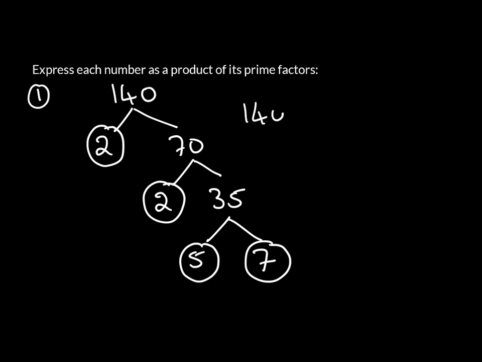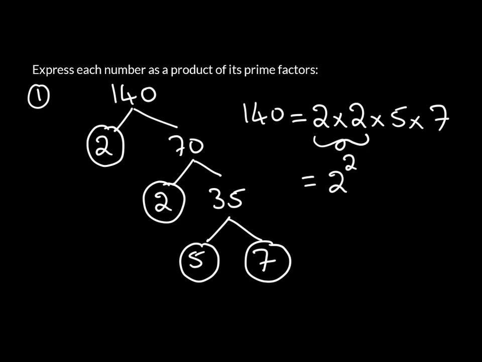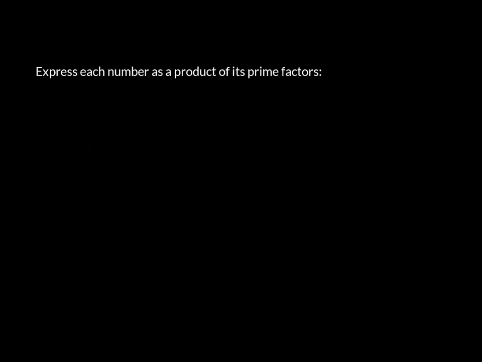So 140 can be expressed as a product of primes, which is 2 times 2 times 5 times 7. Since 2 is repeated 2 times, we can express it using powers. The same thing can be written as 2 to the power 2 times 5 times 7. So we have expressed 140 as a product of prime numbers. This process is called prime factorization. Let's try another problem of prime factorization.